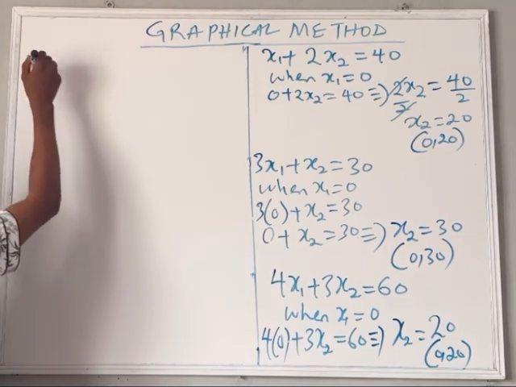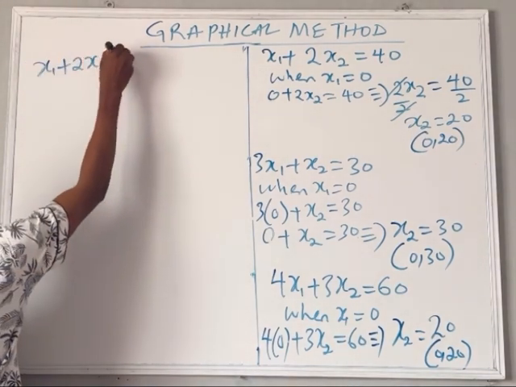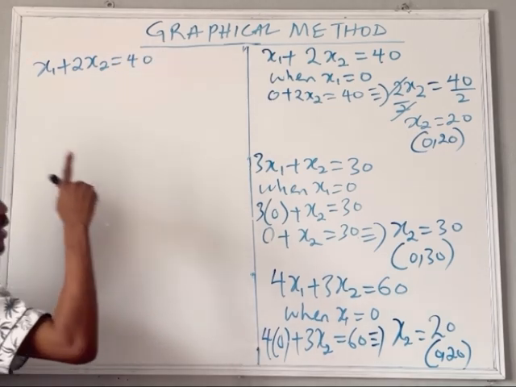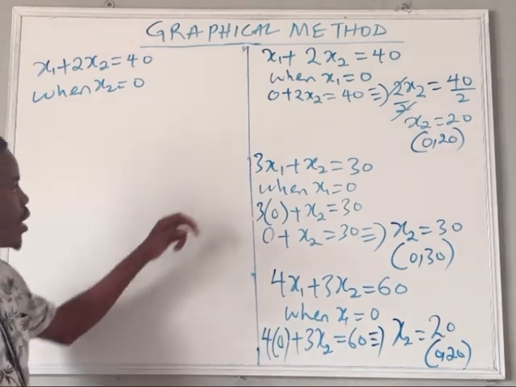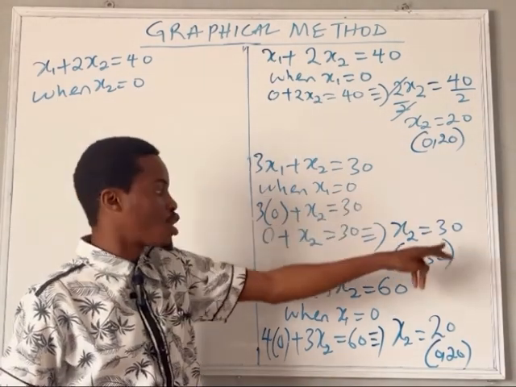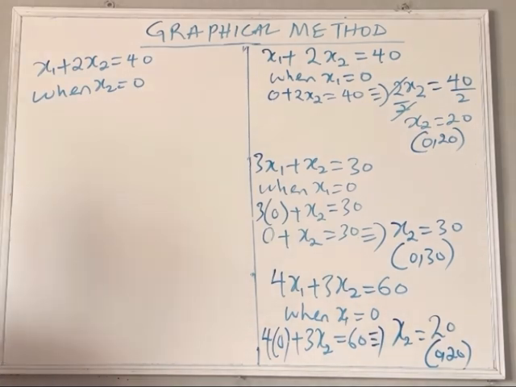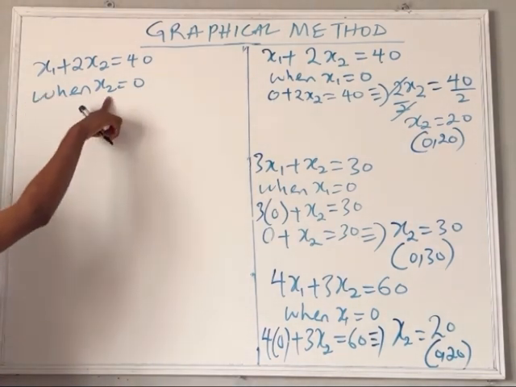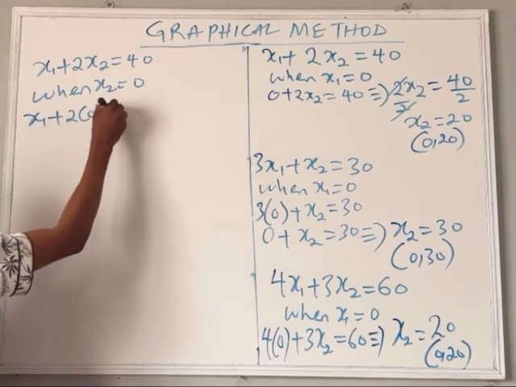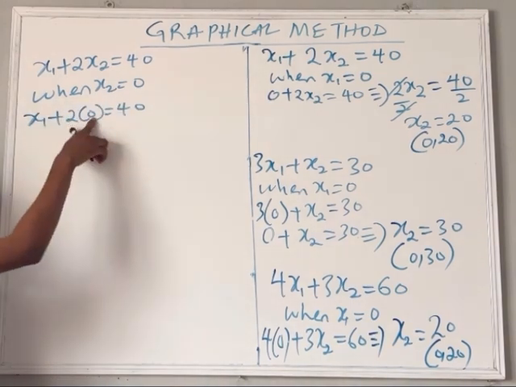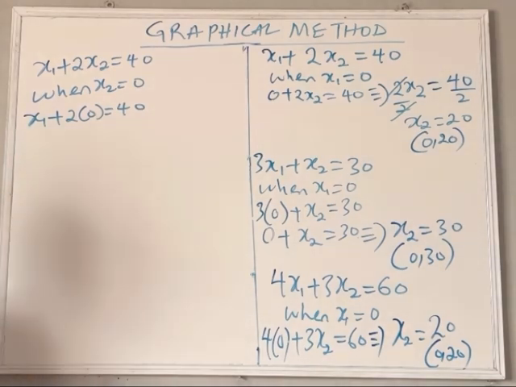So our first constraint is x1 plus 2s2 is equal to 40. When s2 is 0, we get this point. So let us consider when s2 is equal to 0. What are we going to get for x1? Whenever you say s2, we are going to put 0: x1 plus 2 times 0 is equal to 40. If you multiply 2 by 0, you get 0. If you take 0 to the constant side, it is 40 minus 0.